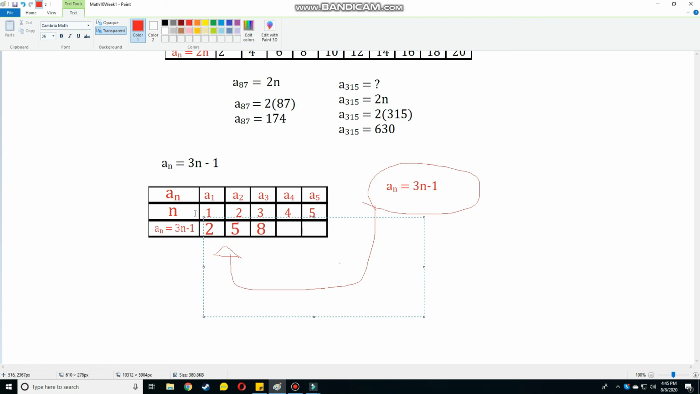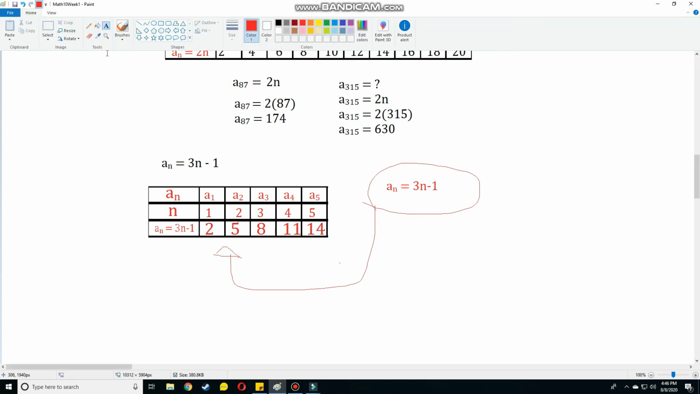For the fourth term, n would be equal to 4. So 3 times 4 is 12, minus 1, and it's 11. For the fifth term, n would be 5. So 3 times 5 is 15, minus 1, and it is equal to 14. Now, that is how we would generate terms using our mathematical rule.